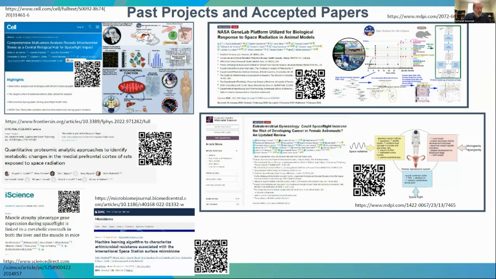There is the Cell paper that really focused on mitochondria as being a key hub of the response to spaceflight. We can see below that and to the right of it a look at trying to see what the impact of radiation, both alone and in combination with other factors, is on biological systems. And again, in terms of the usual suspects of things that people have worked on in the past, in the bottom left, we can see that the group's been looking at changes with muscle.